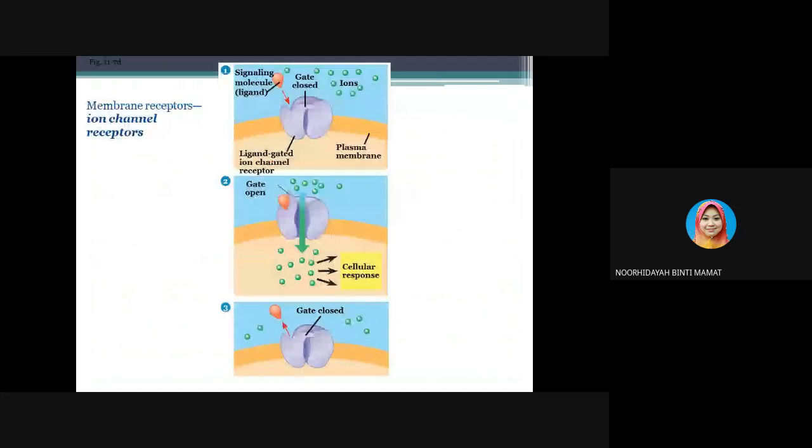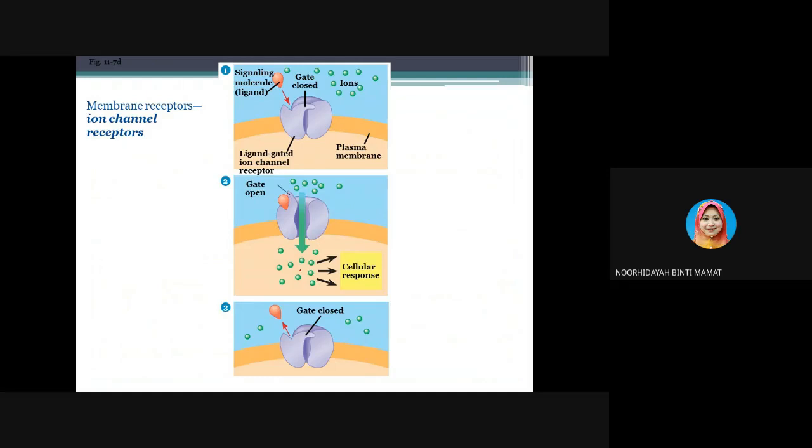So we see the process. This is the closed gate. This is the ligand, the molecule. This is the ion channel receptor. This is the plasma membrane, and this is the ion. When the molecules bind to the receptor, the ion channel receptor will act as a gate, right? Just now it was closed, and here it will open the gate. So it will let the ions enter the cells.